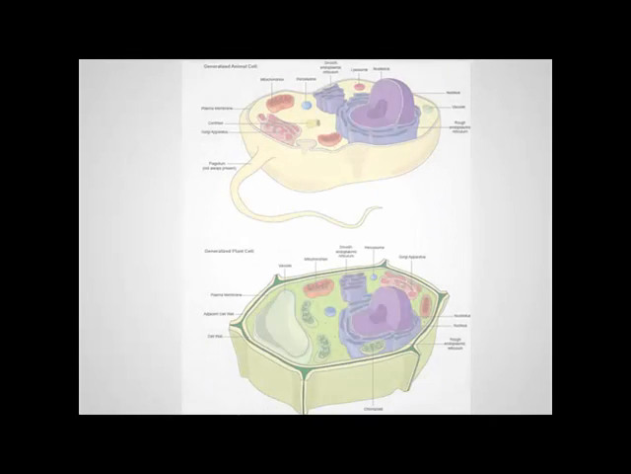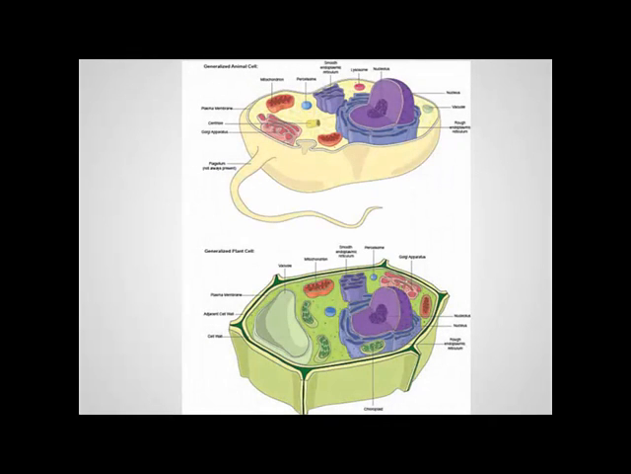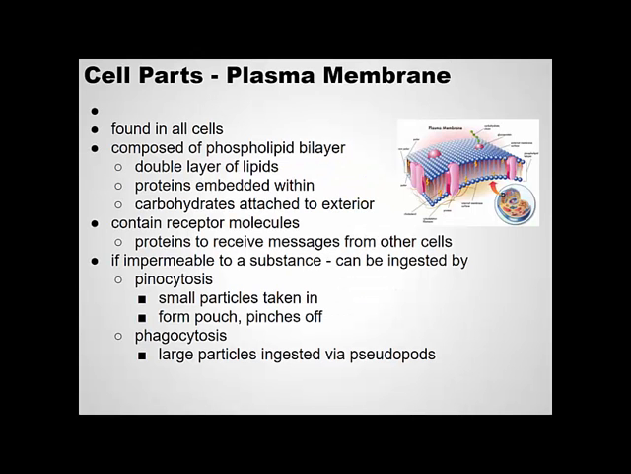Also, lysosomes are present in animal cells, but typically not plant cells. So they look a little bit different. You can identify a plant cell versus animal cell by looking for some of these structures.